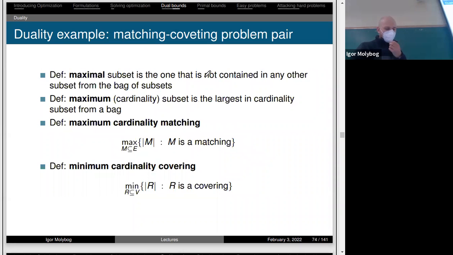Okay. A maximal subset is one that is not contained in any other subset from the bag of subsets. These two definitions just explain the difference between the two terms: one is maximum, and the other is maximal. Maximal is the one that is not contained within any other. For example, if you have subsets and you have a set here, this one is maximal just because it's not contained in any of the others. And the maximum is the one of largest cardinality. For example, this one is the maximum just because it's big. Any questions?